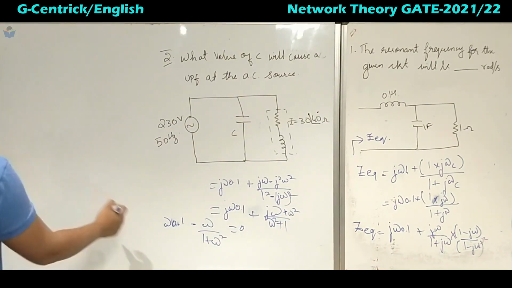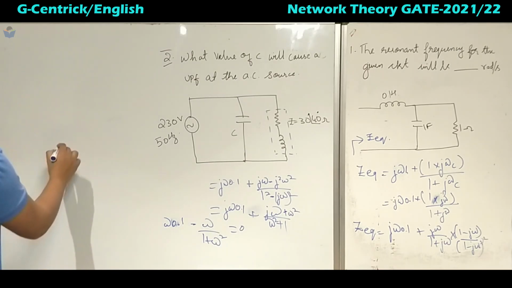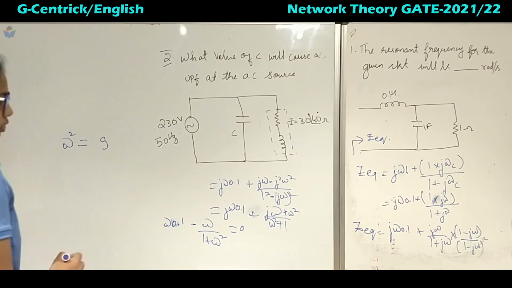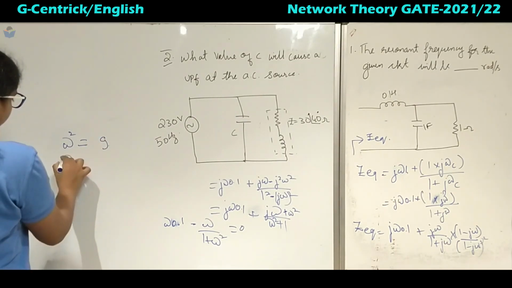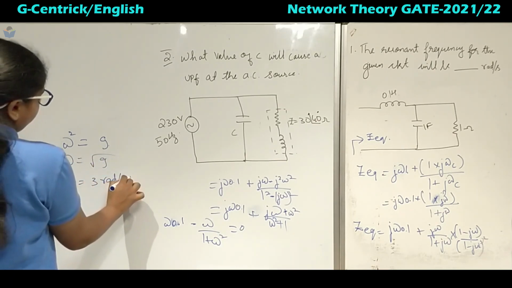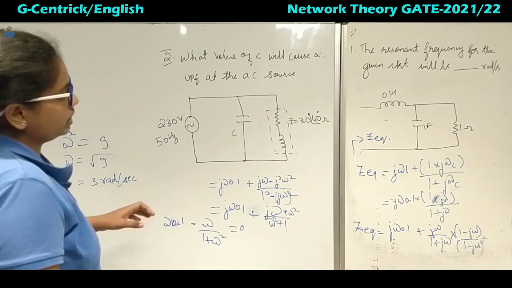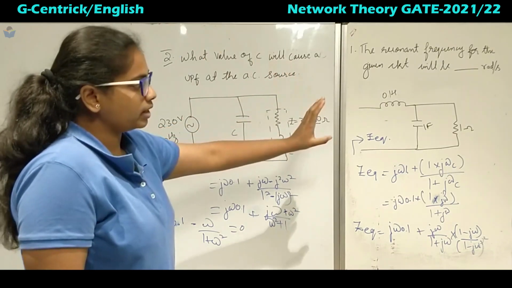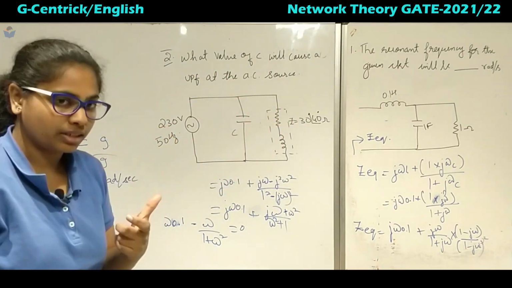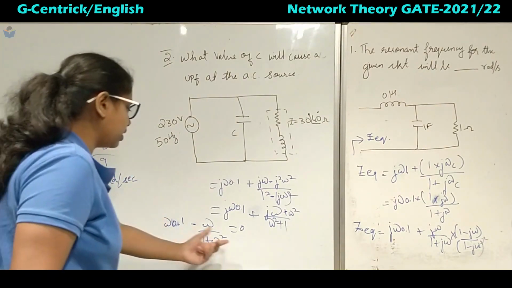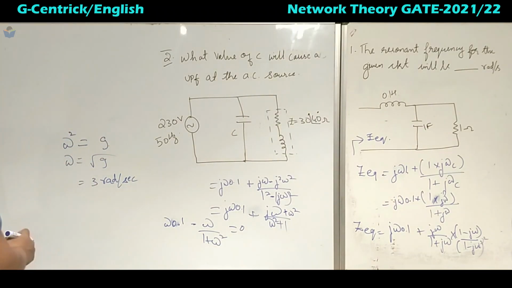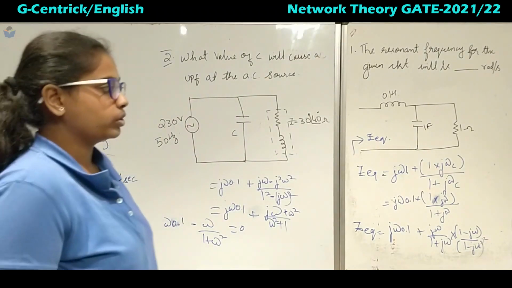So when you take the LCM of this one, you will get omega square as 9. So when you take the square root of 9, you will get 3 radian per second. So what you have to do basically is take the Z equivalent, then after taking the Z equivalent in the simplified form, take the imaginary terms and equate them equal to 0. Then solve for the roots. So this will be the resonant frequency for the circuit.